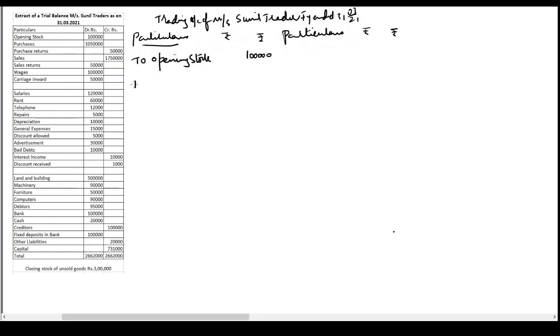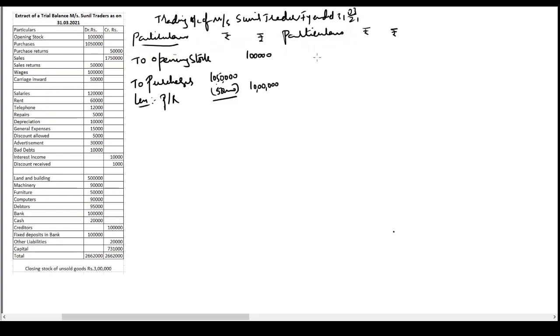Purchase is also closed by transferring it to the trading account. We pass the entry trading account debit to purchases, but we write it in the inner column because we have an adjustment relating to purchase returns. Purchase returns, we pass the entry purchase returns account debit to purchases. That is why we subtract it from purchases. Purchase returns 50,000. The net amount is shown in the outer column, 10 lakh rupees.